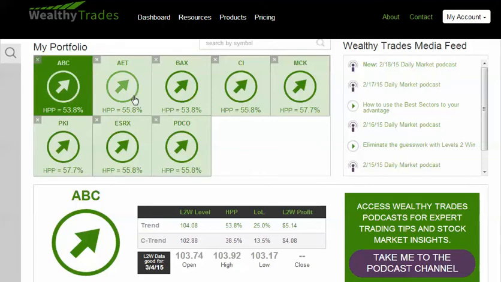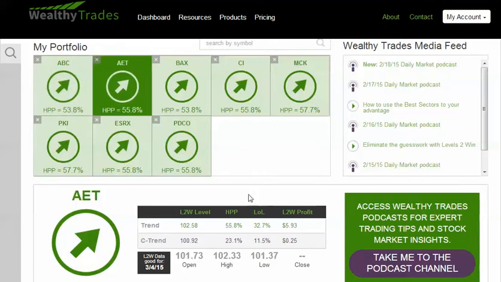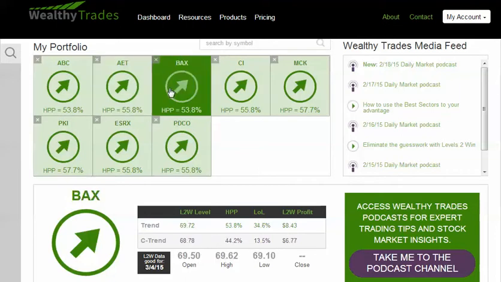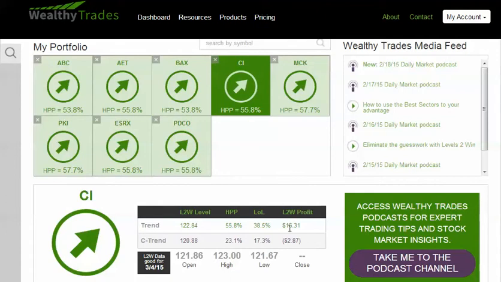I'm going to then go through all these and I'm going to click on the next one, AET. That's also profitable on both sides. Slightly profitable on the counter trend side, but still profitable. BAX, profitable on both sides. CI, oh, here we got one that we can eliminate because it's profitable on the trend side, but it loses money on the counter trend side.